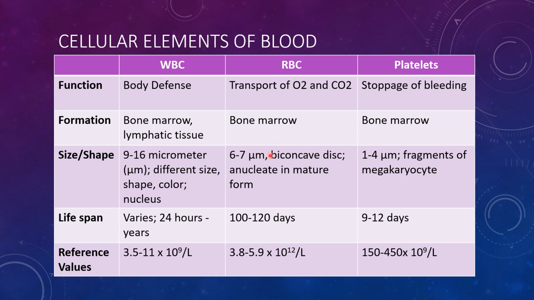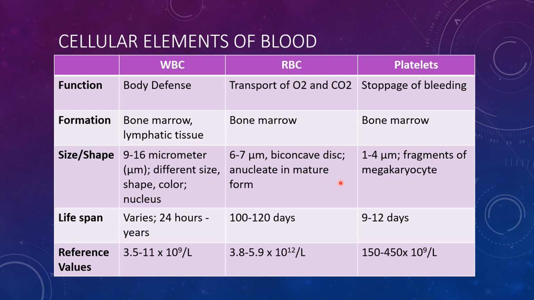So, it is a biconcave disc. Some say this is more like a donut shape but without a hole, or without a hole in the middle. And this is an enucleated, mature form. It became a biconcave disc because it has no nucleus. And this is a form of a mature red blood cell.